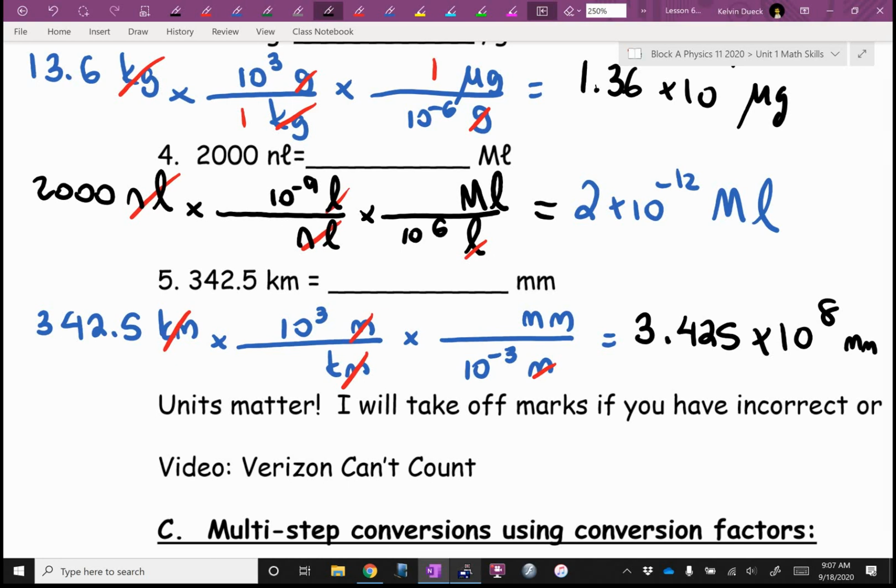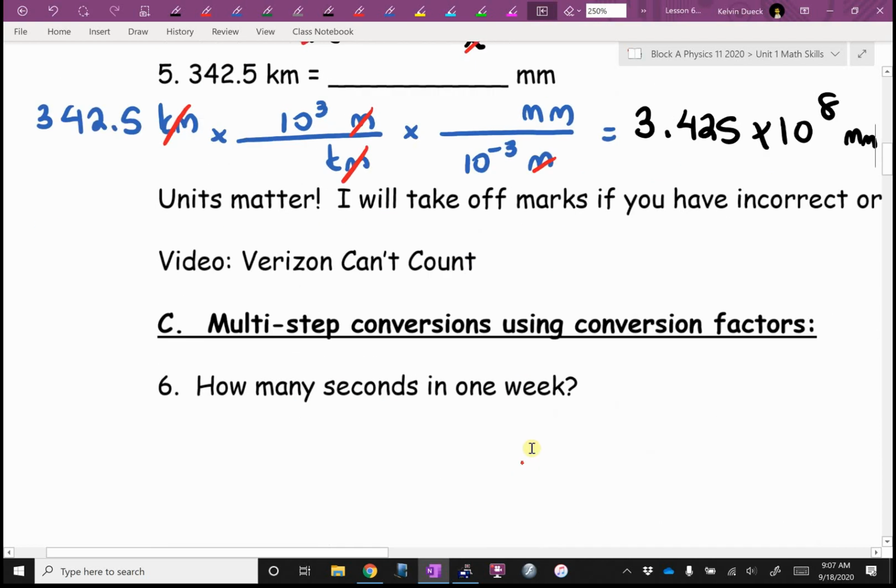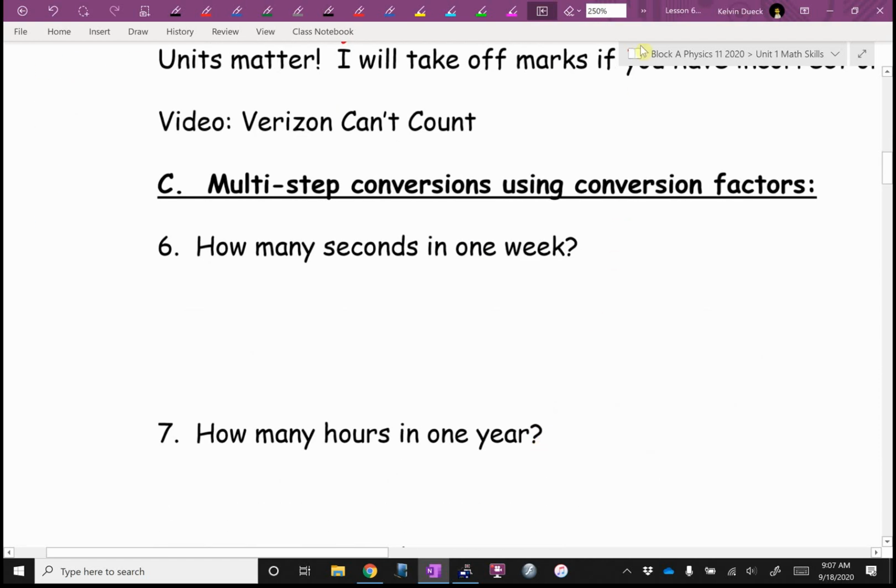So you're draining at a different rate than you're pouring in. You're adding a percentage of salt. And there's a way to do it in a couple of lines in calculus, but I built, I think it was like a 9 or 10 term fraction chain. I got there. Worked. Just not the easiest way to get there. So units matter. Verizon can't count. Multi-step conversions using conversion factors.